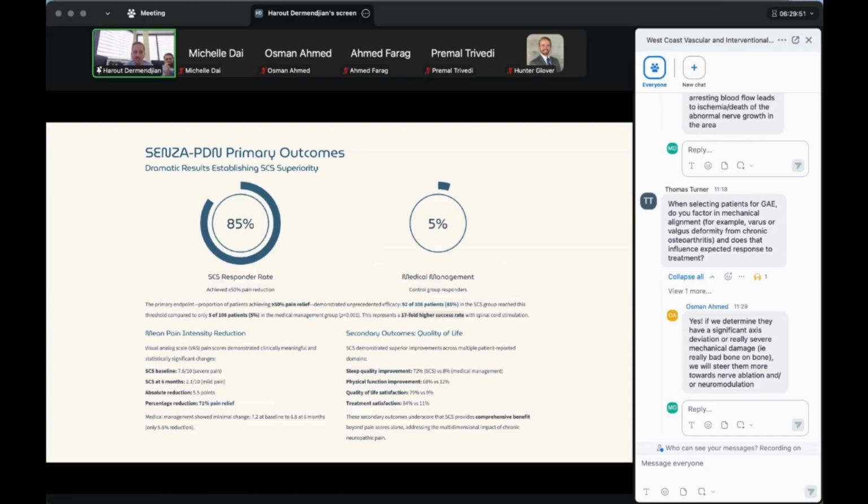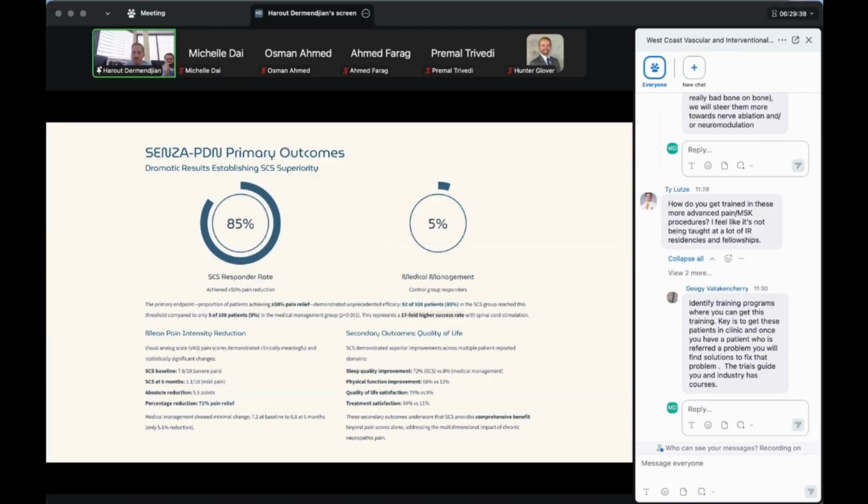And it showed an amazing result, right? So 85% in the SCS group responded with greater than 50% reduction. Only 5% reached that greater than 50% pain reduction in the medical management alone, which is kind of what I see with my patients. They're all on medication, but they're still having that pain. Maybe it helps a little bit, but not entirely.